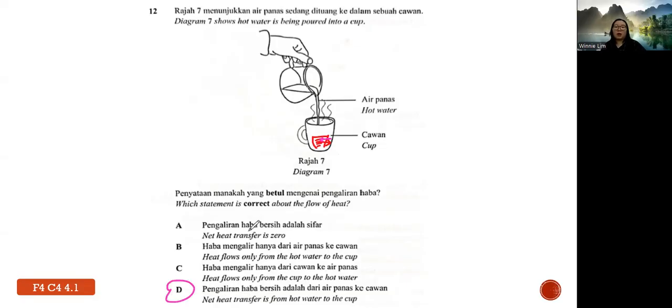The net heat will not become 0 until they reach thermal equilibrium. Like I say, the heat is in both directions. Notice my arrowheads for the purple color and red color. So that's why B is also not correct, and C is also not correct. They actually both transfer heat. It's just that one is greater than the other.